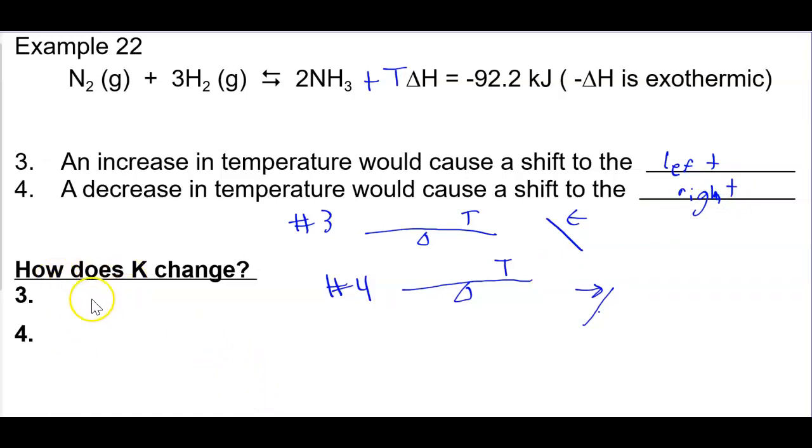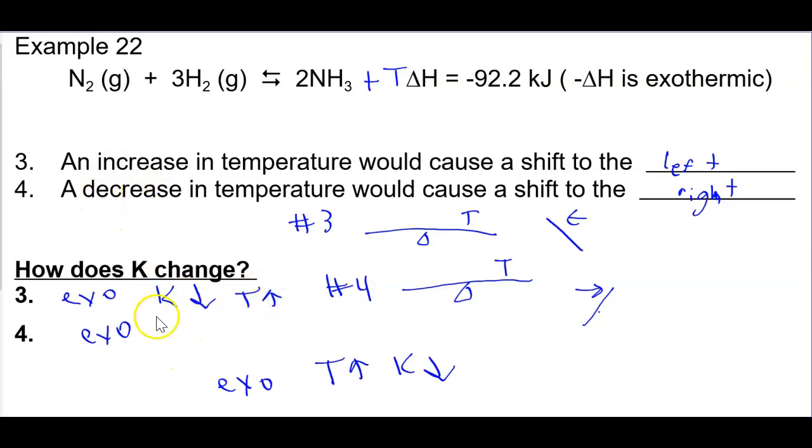Okay, so now we're looking at this being exo. We know this is exo. So we know that if it's exo, whatever T does, K is going to be opposite. Exo is opposite. So therefore we know K is going to decrease because T increased, because they're opposite, because it's exo. And then for number 4, we know that K is going to increase because temperature decreased.